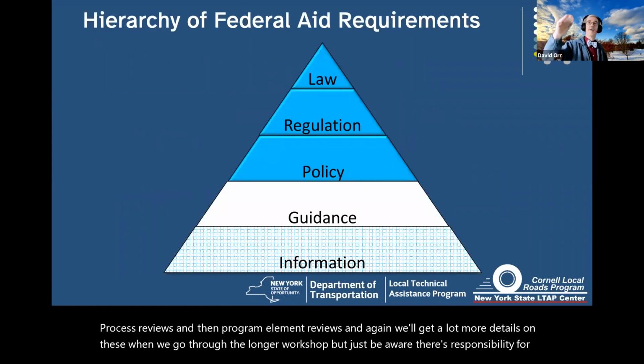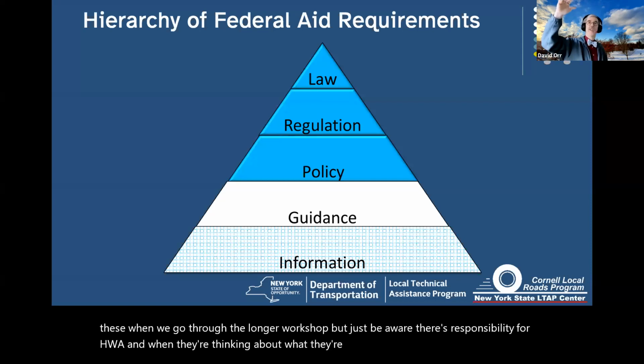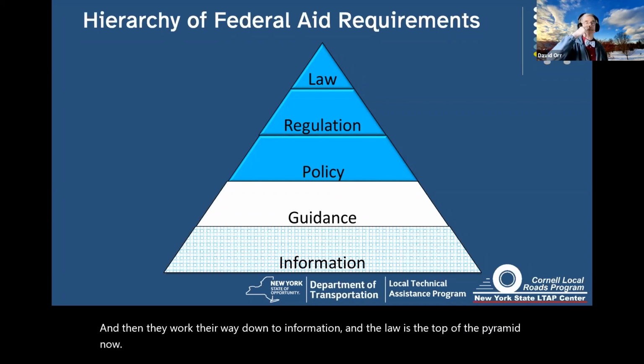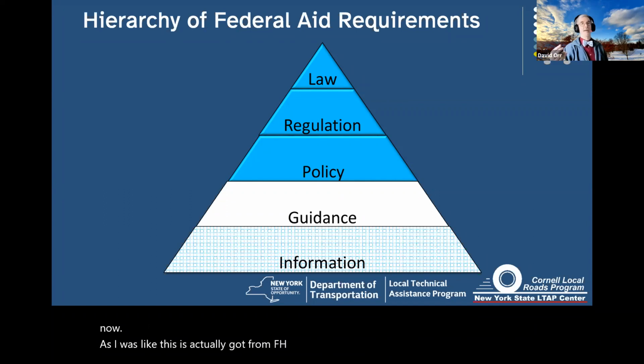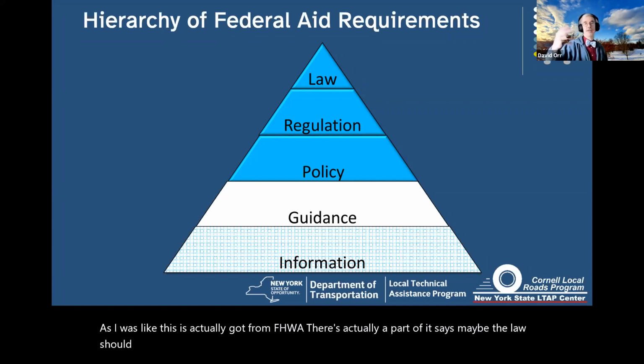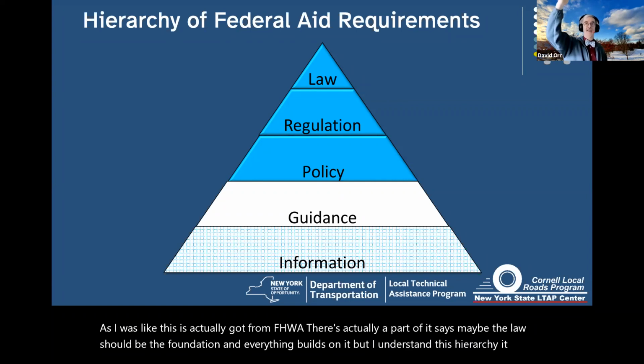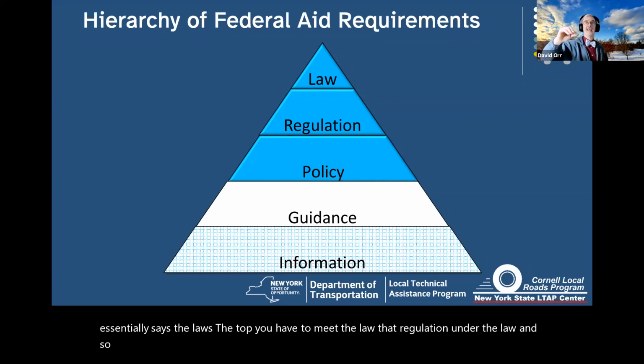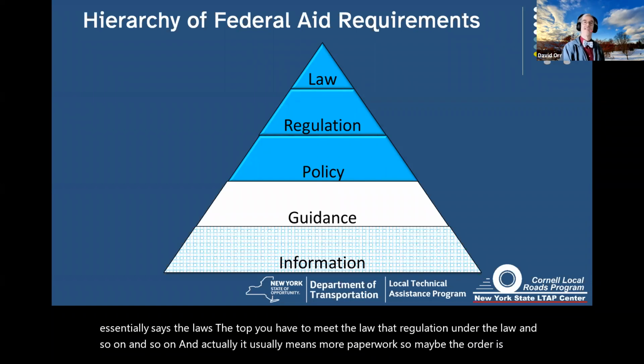And when they're thinking about what they're doing, they start with the law and then they work their way down to information. And the law is the top of the pyramid. Now, as I was looking, this is actually from FHWA. There's actually a part of me that says maybe the law should be the foundation and everything builds on it. But I understand this hierarchy. It essentially says the law is the top. You have to meet the law, then a regulation under the law, and so on and so on. And actually, it usually means more paperwork. So maybe the order is correct after all.